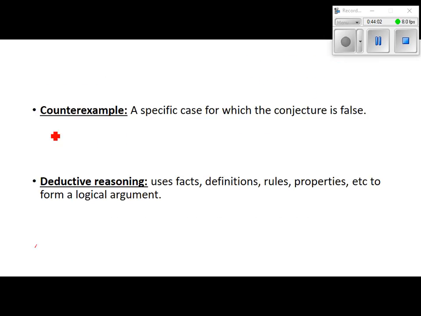Counterexample. A counterexample is an example that shows something is not always true. It's a precise example. Don't just say, oh, there's lots of them. No, if I ask you for a counterexample, I want you to give me an exact example.